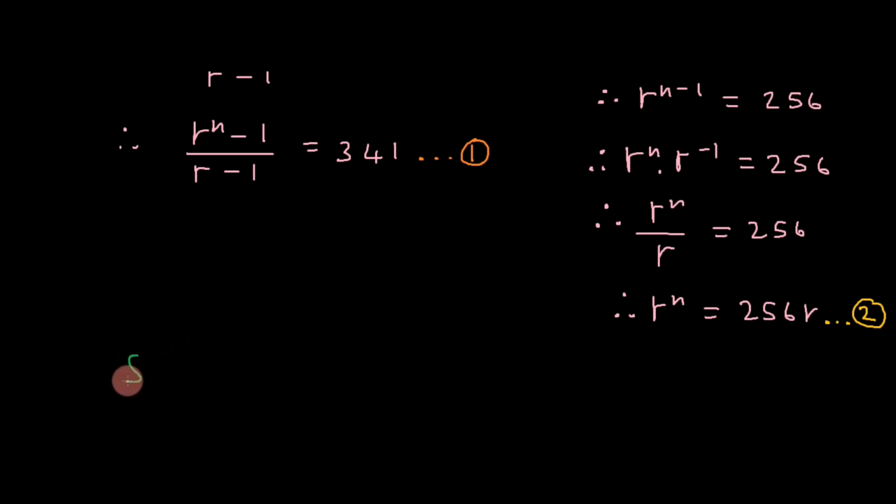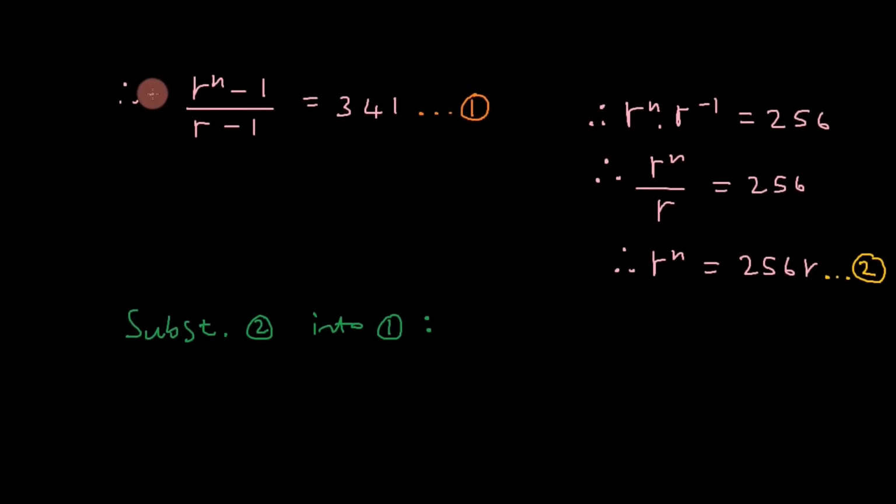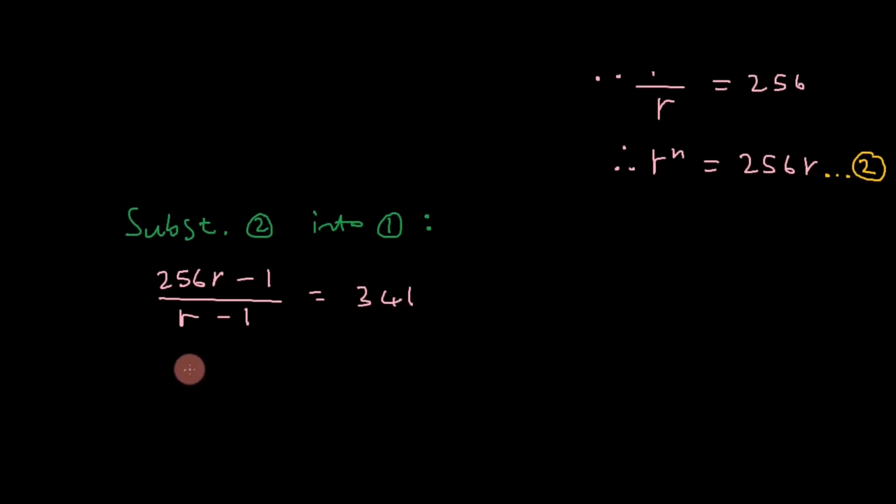Now we're going to substitute equation 2 into equation 1. So r to the n we can replace by 256r. So 256r minus 1 over r minus 1, and this is 341. We're going to cross multiply or we could multiply both sides of this equation by r minus 1 to get rid of this fraction here.